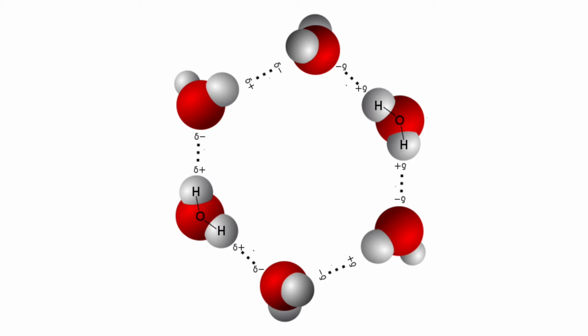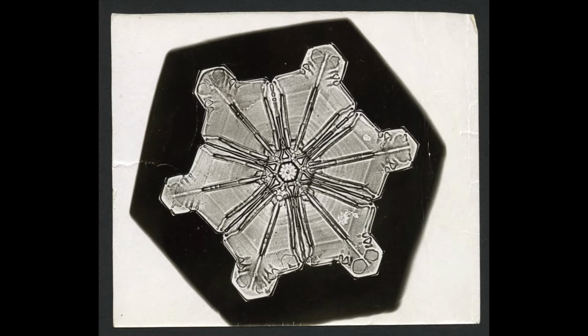6-sided shape like this. If you want to learn more about why water molecules form these hexagon shapes, be sure to check out the link in the description. But for now, you just need to know that frozen water will form this hexagon shape. If you've ever seen a picture of a snowflake up close, you may have noticed that it also has a hexagon shape.